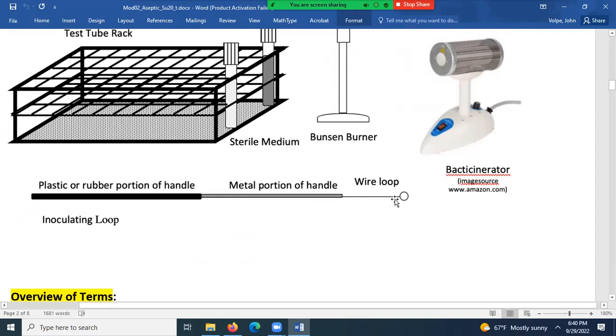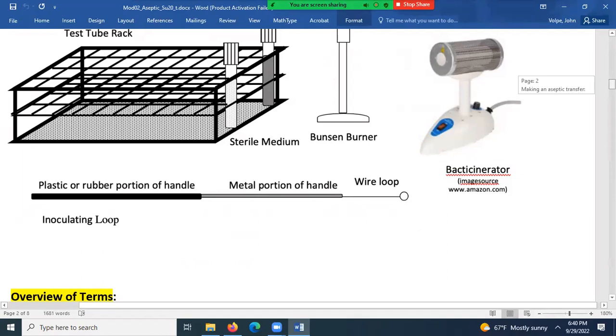Like when you're working with a loop, the one looks like this, where it has a wire that ends in a loop. And this is good for picking up cells in this loop. And then this is a metal portion of the loop. And then this is the plastic or rubber portion, so that when you heat up the loop, it won't burn your hand with the plastic or rubber portion.